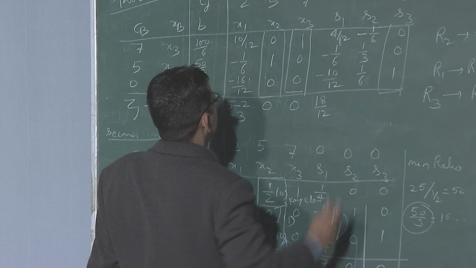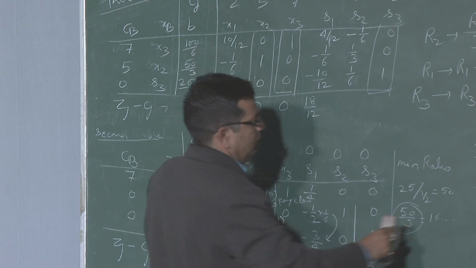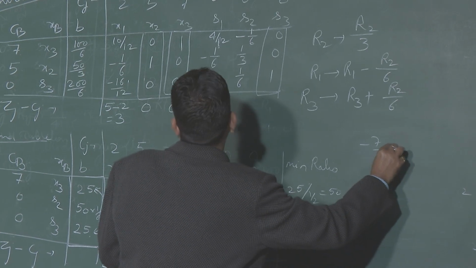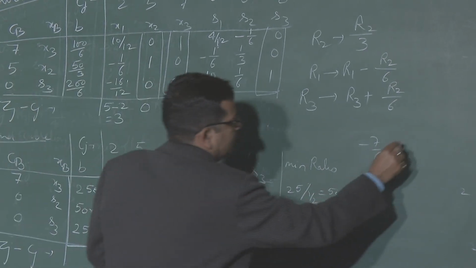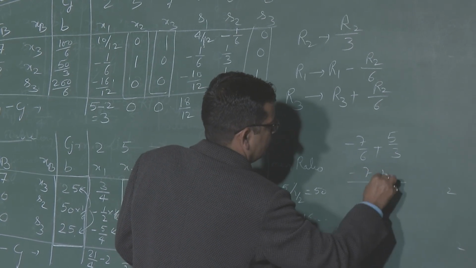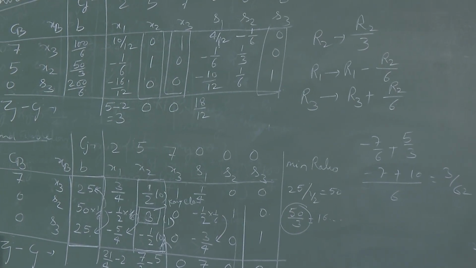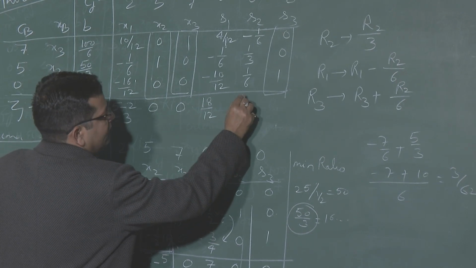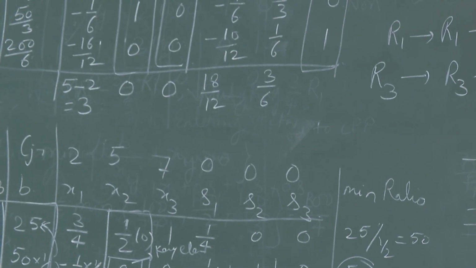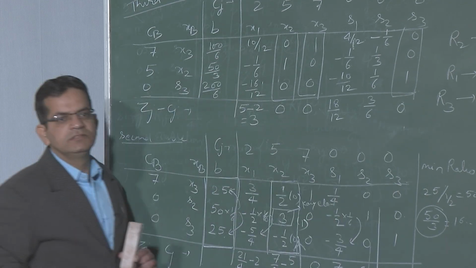Corresponding to S2, the value will be 7 multiplied by minus 1 by 6. So it is minus 7 by 6 plus 5 multiplied by 3 by 6. So the value of Zj is 3 by 6 or 1 by 2 and your Cj is 0. So it becomes 3 by 6, and S3 is the basic variable, so Zj minus Cj is 0.